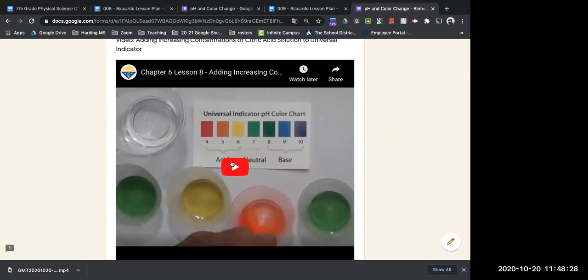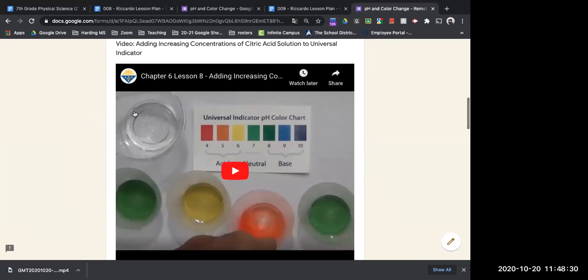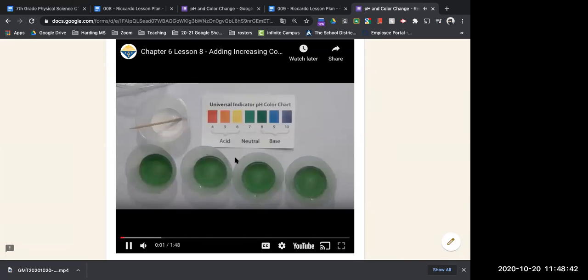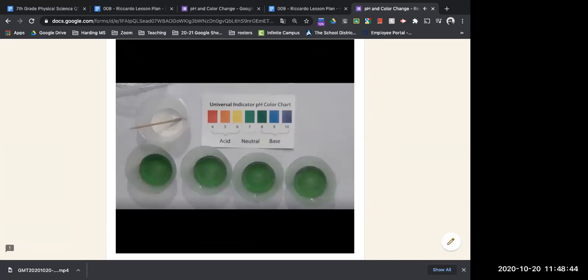Okay, so let's take a look. Adding increasing concentration of citric acid solution to universal indicator. So it's green, and then it's going to get more orange as you go along. That's my hypothesis. At the top left, we have water. At the bottom, we have 4 small cups of universal indicator solution. We will add a little bit of citric acid to the water and then add it to the universal indicator.